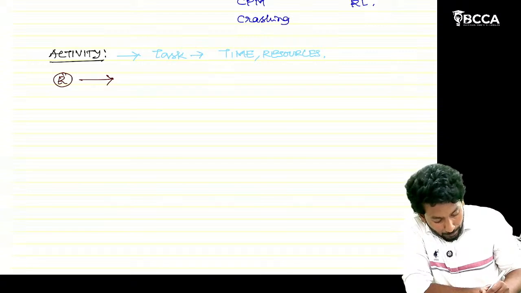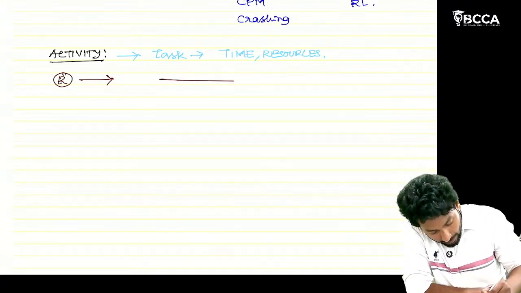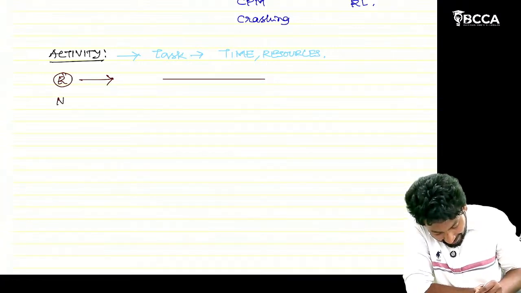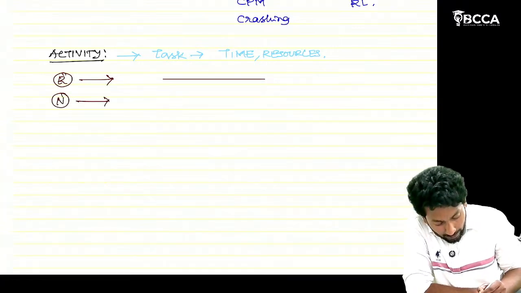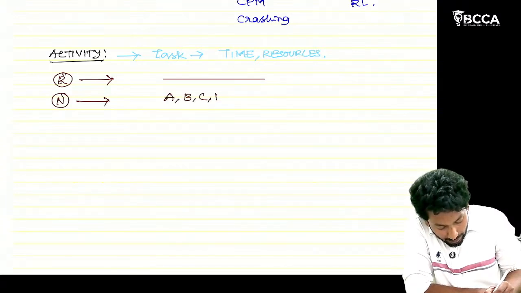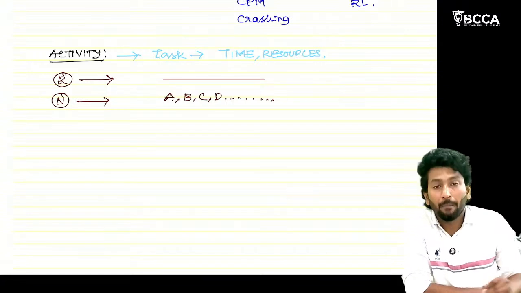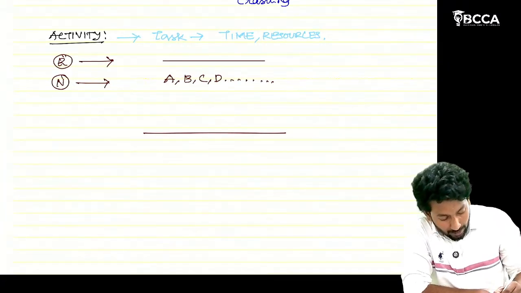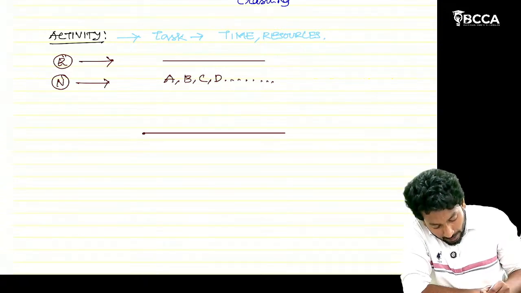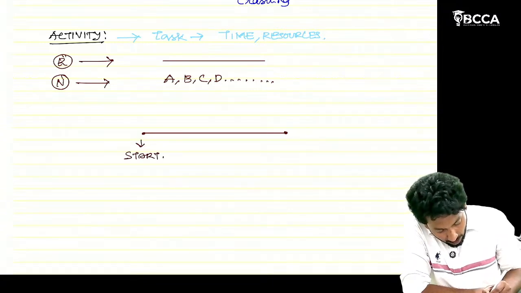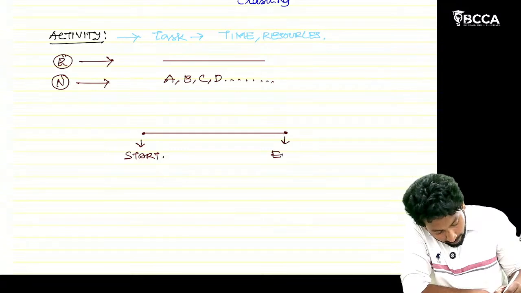These activities will be represented with straight lines. Remember, all the activities will be named with capital alphabets A, B, C, D, like this. Here we are representing an activity with a straight line. For any activity there will be a starting point and an ending point. This is a start point, this is an end point.